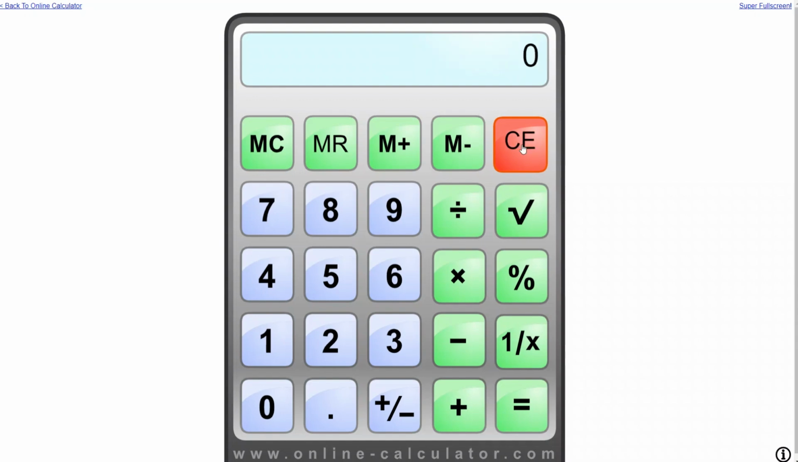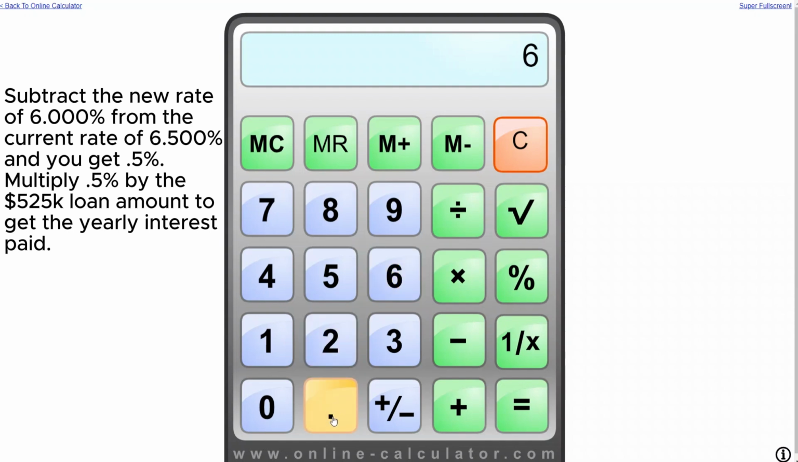So to calculate the interest savings, I'm going to take my current interest rate of 6.5%, or 6.5. Now I'm going to take out all the decimals, like we normally do in mortgages.